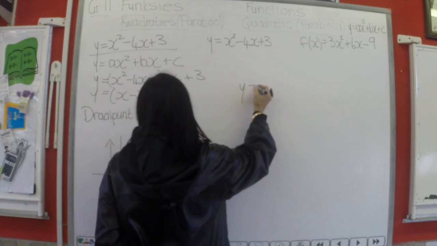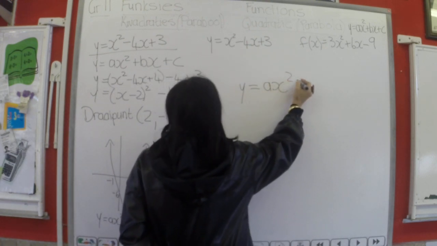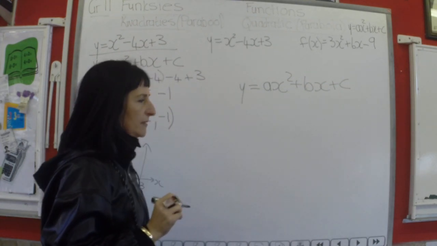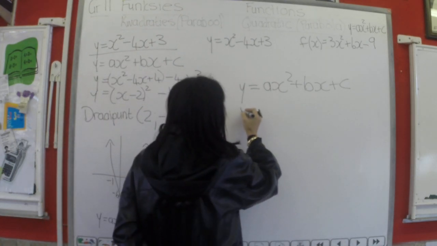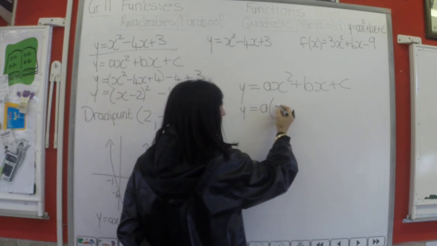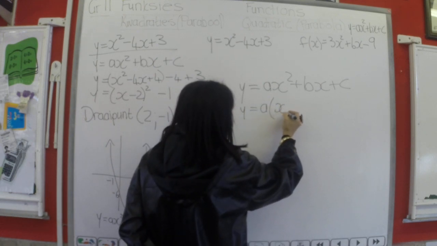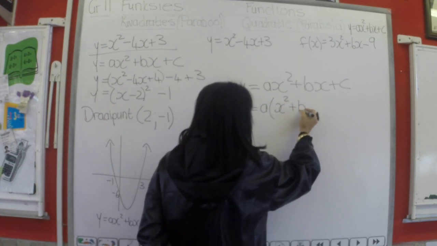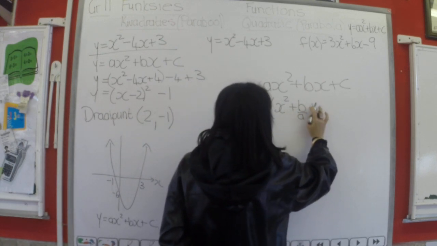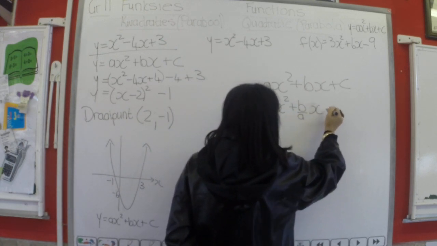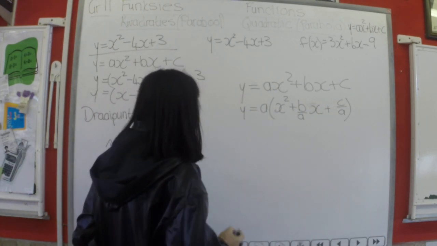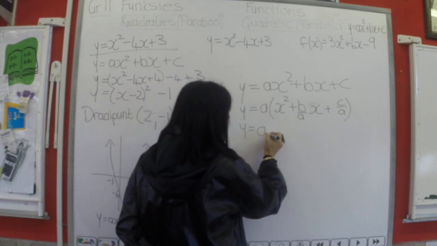When you take your standard form, and you complete the square, see what happens. I take out the a as a common factor, before I can complete the square, then it's x squared plus b on a x plus c on a. Right, now I can complete the square, so let's do it.